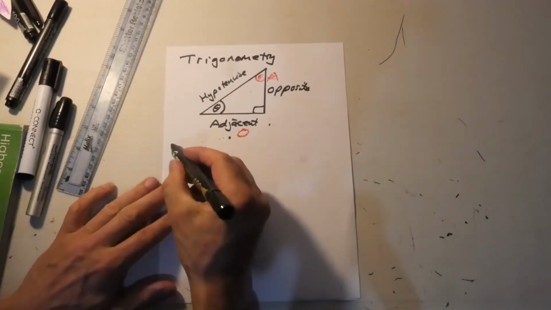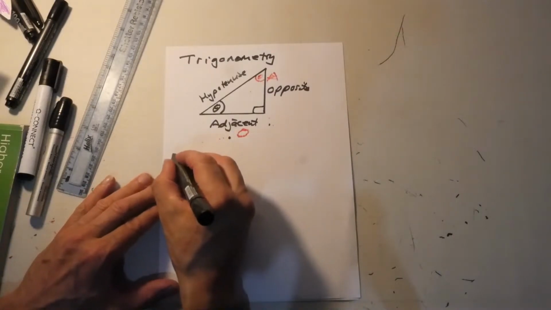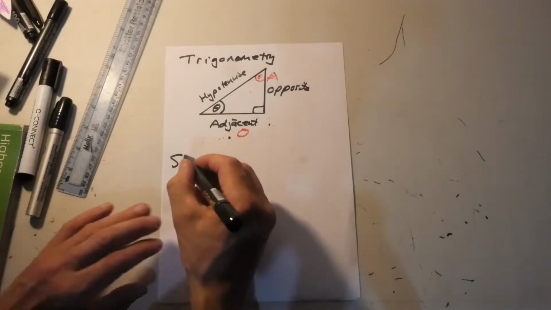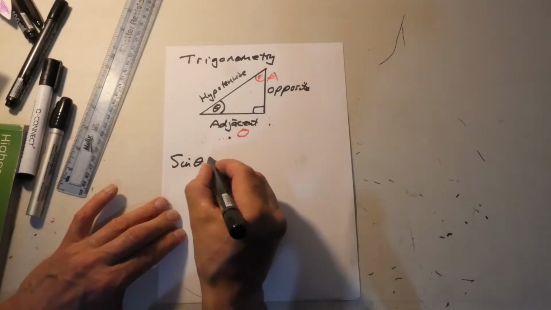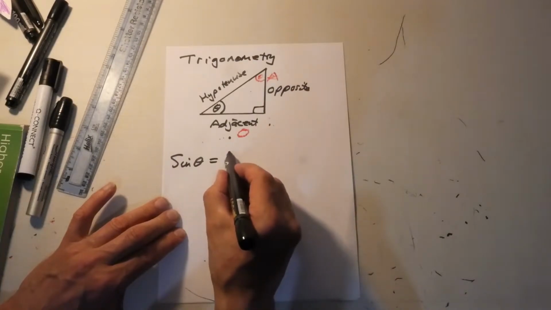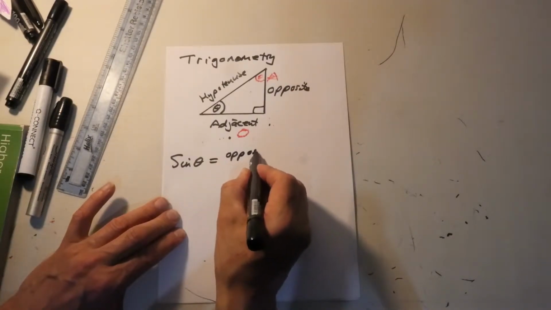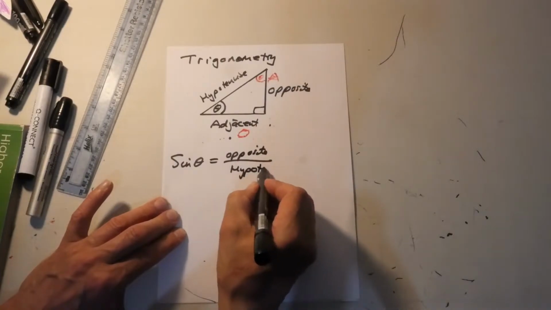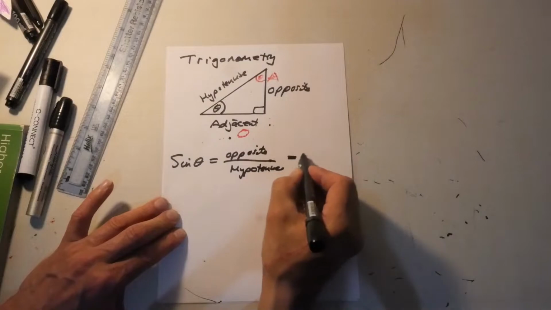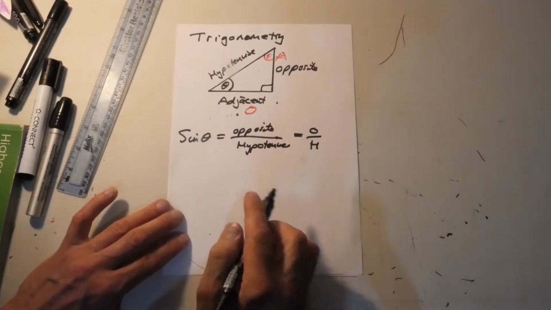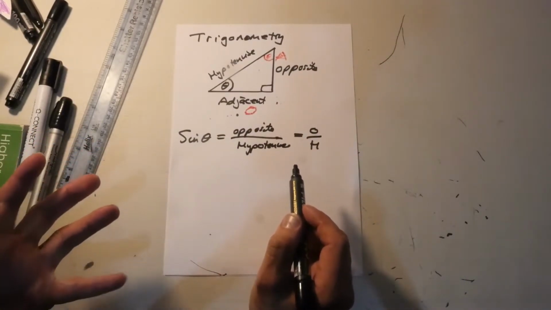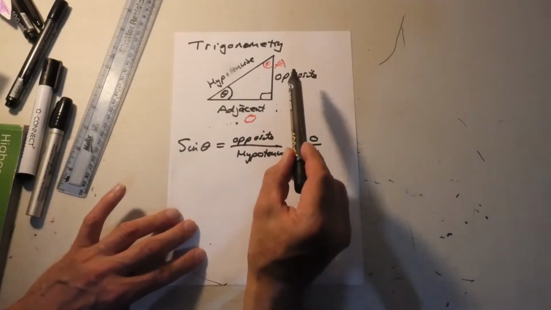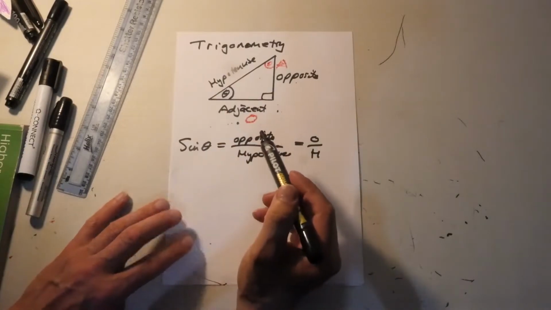So the sine of an angle is defined as, this is just the definitions, the sine of theta is equal to opposite over hypotenuse, okay? That's just the definition. It's not a case of trying to understand what it means. You have to remember the sine is defined by opposite divided by hypotenuse, okay?